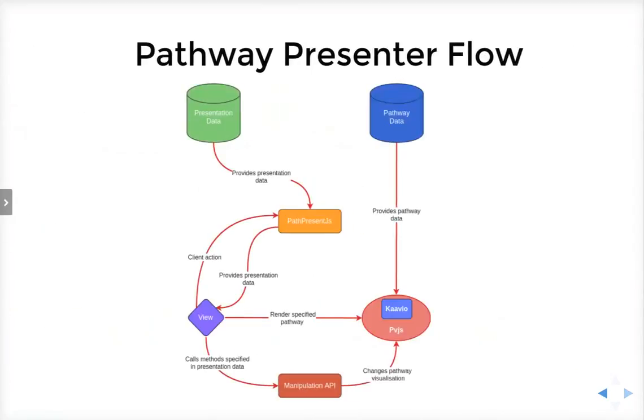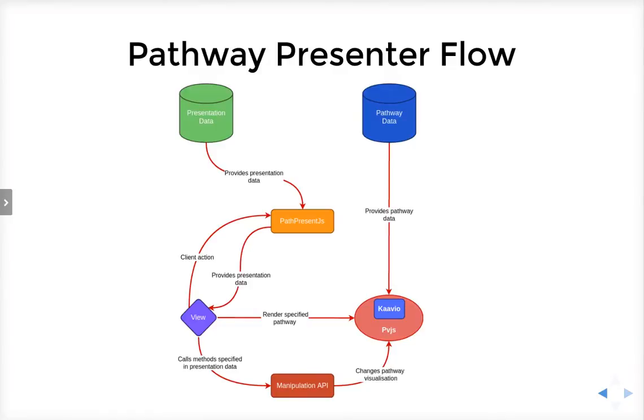Now, the pathway presenter relies, or will rely, on a few external libraries. This diagram will show you how they will interact. In fact, it's quite similar to what a pathway presentation will look like. So, you start off with a view. This could be the pathway presentation itself or the editor interface. PathPresent.js, a JavaScript library that I will write, provides the presentation data to the view. This data contains information such as what pathways is being used, the title, a description, and the manipulation API methods to be called for each slide.